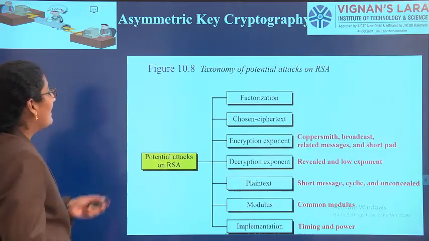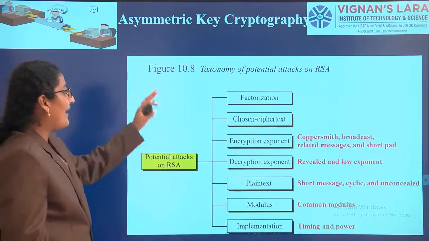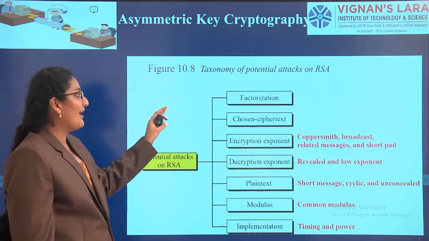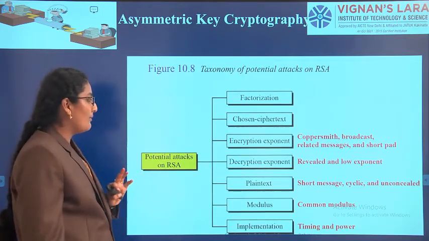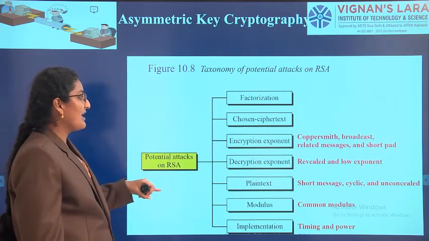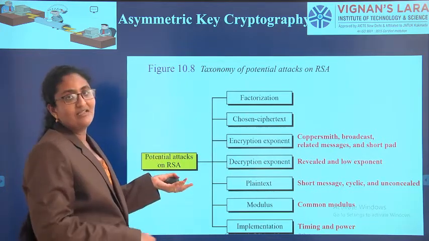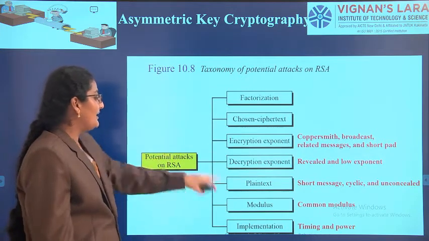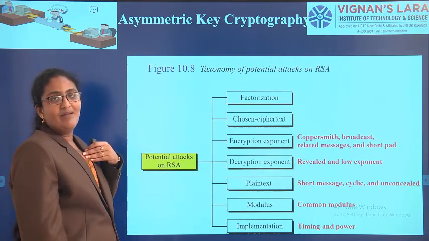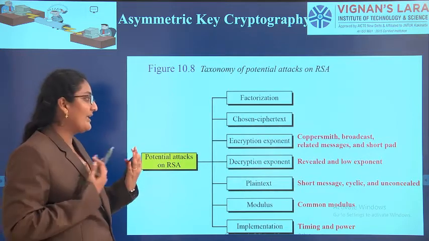So see here, what are the attacks we have? Factorization. Since we are talking about mathematics, we have the factorial problems. Chosen plain text and chosen ciphertext are where the attacker is concentrating only on the ciphertext, or only on the plain text. Then implementation is nothing but the technical issues I have while implementing the RSA algorithm.